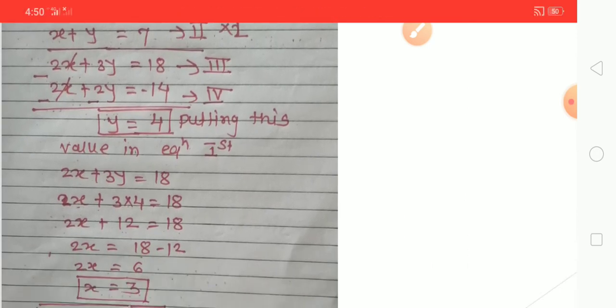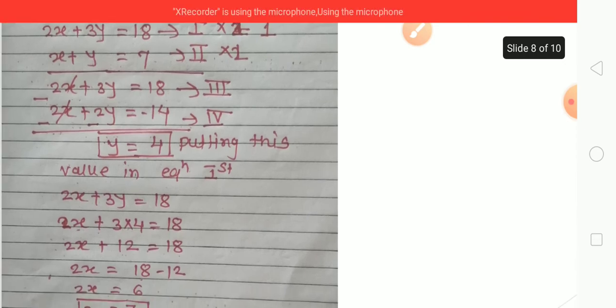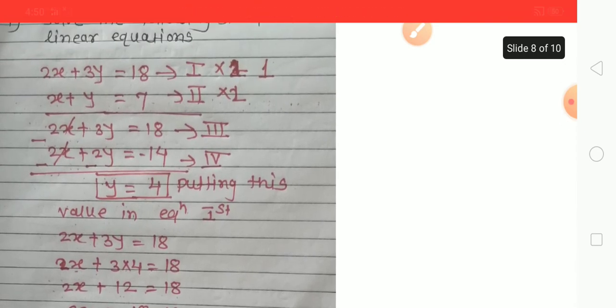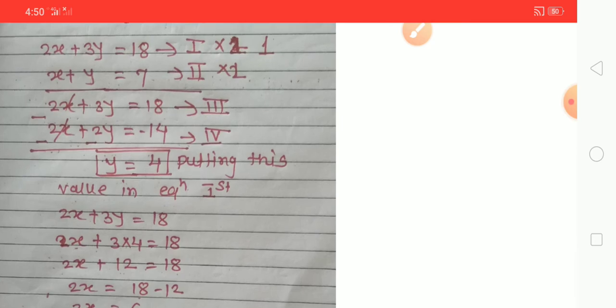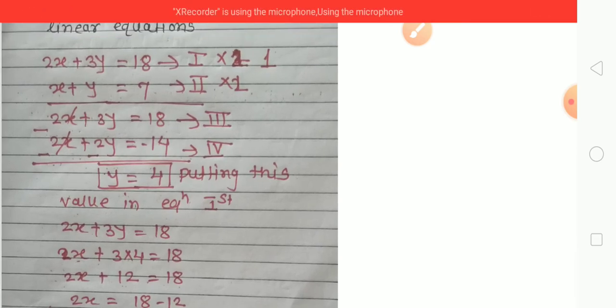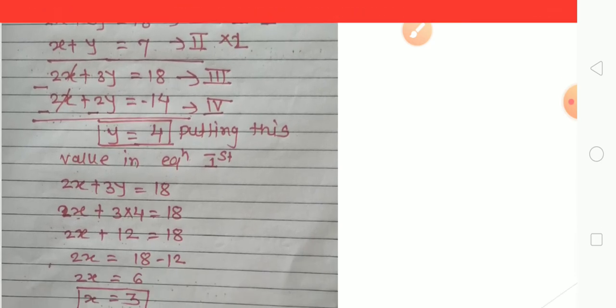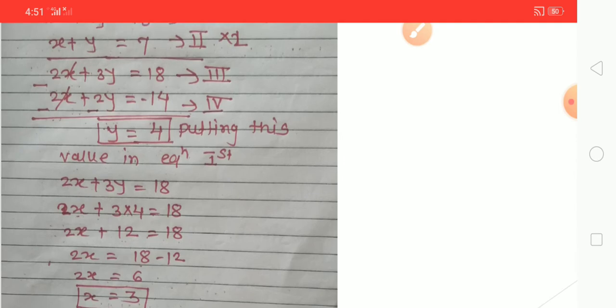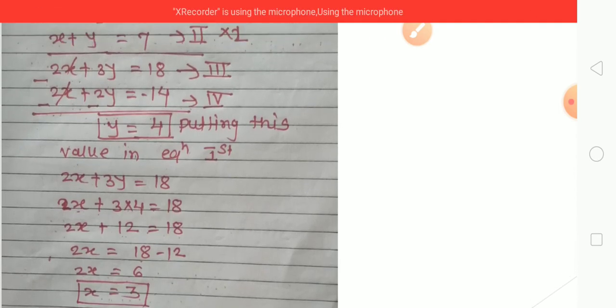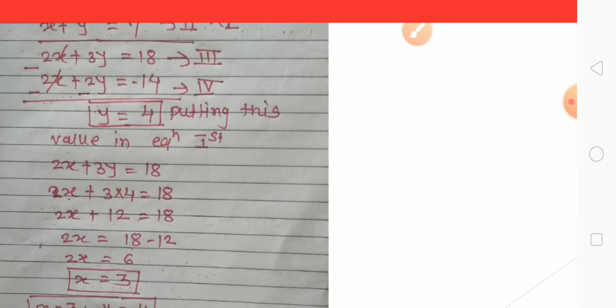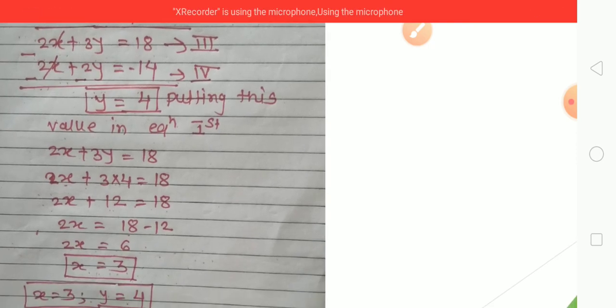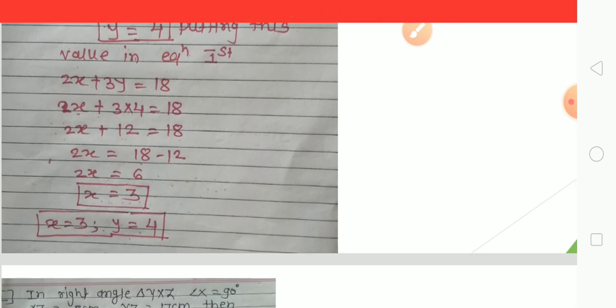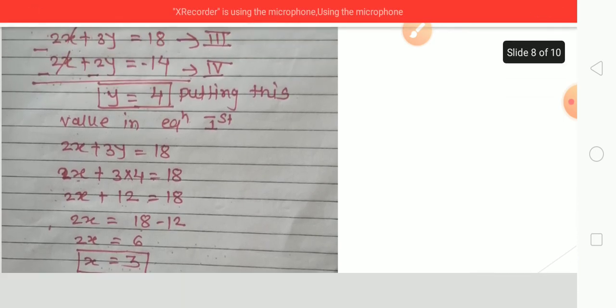Putting this value in equation 1 or 2, that is putting the value in 2x plus 3y. So see here, 2x plus 3y is equal to 18, the first equation. Putting y is equal to 4: 2x plus 3 times 4, which is 12. 2x is equal to 18 minus 12, so 2x is equal to 6, x is equal to 3. So we have the answer, x is equal to 3 and y is equal to 4.